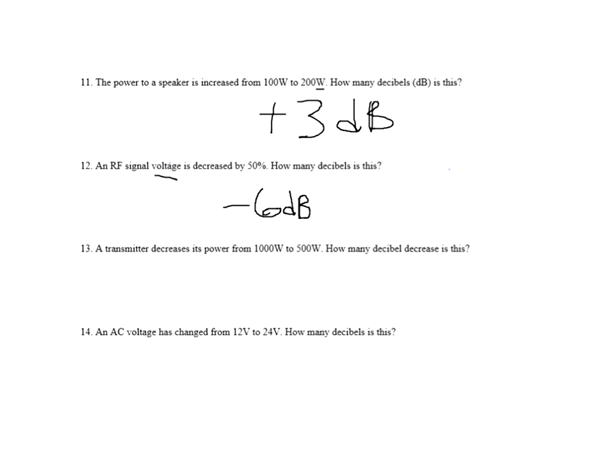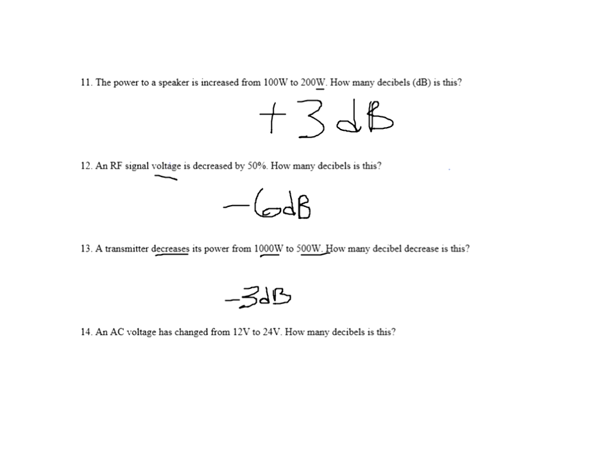Okay, a transmitter decreases its power from 100. Oh, that's not decreasing. Oh yeah, it's decreasing, from 500 watts to 250 watts. How many decibel decrease is this? Well, it's power. Half of the power would be a loss of 3 dB, and if you were writing it, it would be a negative 3 dB, minus 3 dB.